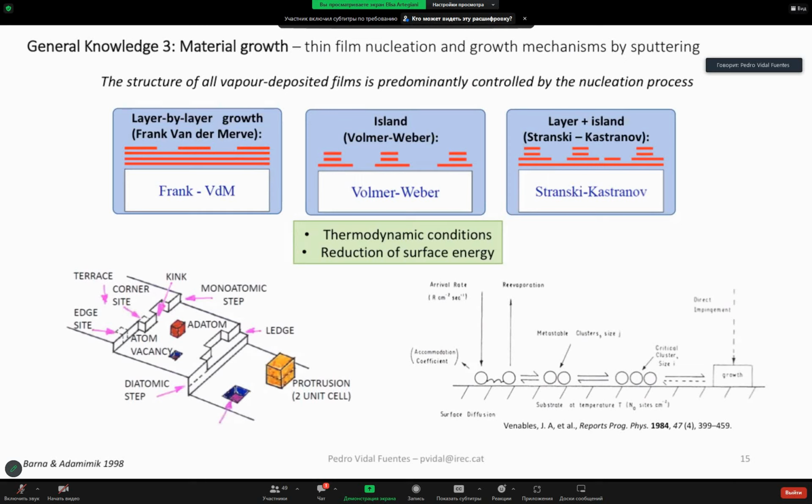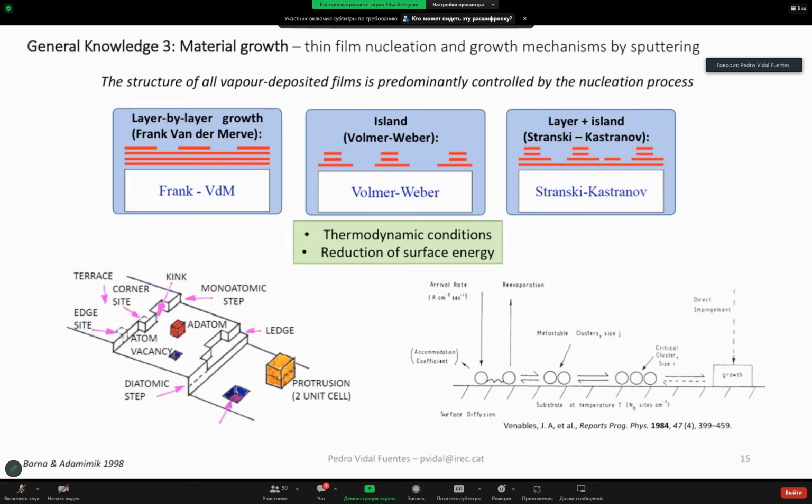So if you focus on the bottom left scheme, you can see how, depending on what's more favorable for the atom, if you see the red atom, if it's more favorable to attach to the kink, you will have some kind of growth. If it's more favorable for it to attach to a previously added atom on the surface, you will have a different kind of growth. If it's more favorable for the impinging atom to attach at a kink, for example, you will have what's called layer by layer growth of the substrate.